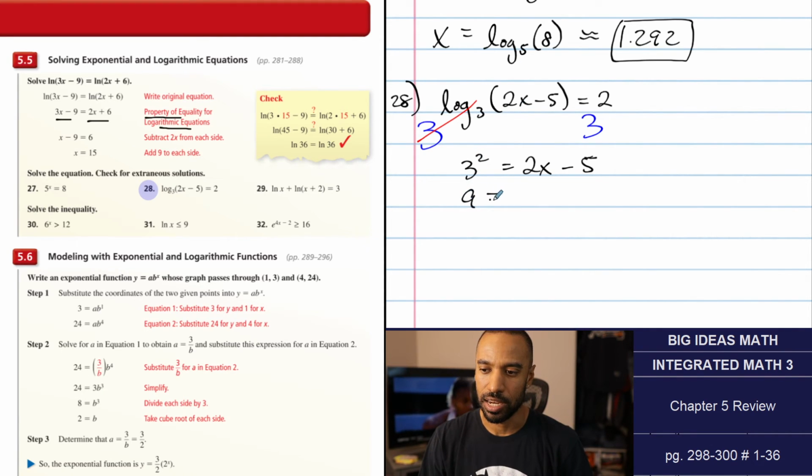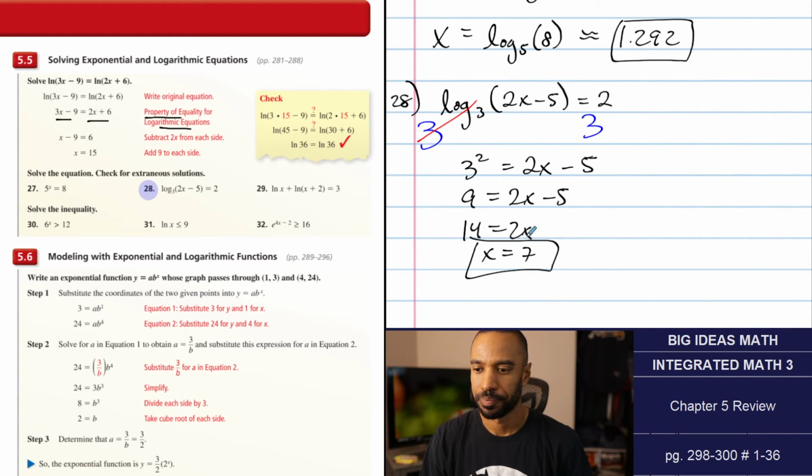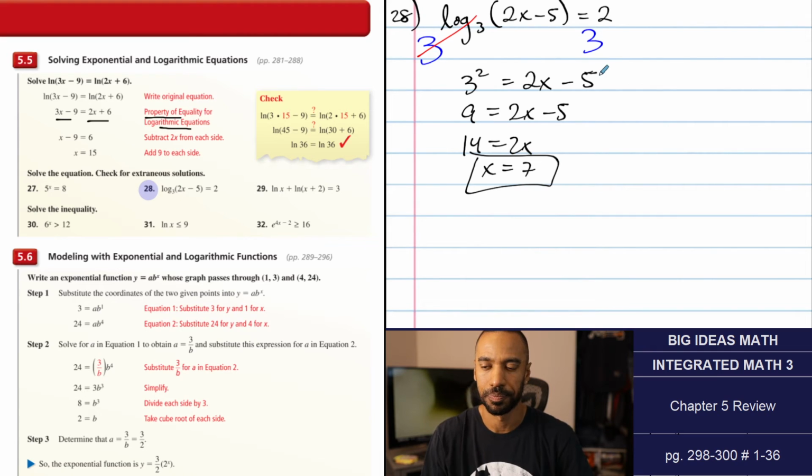Anyway, 3 squared is 9. You get 9 equals 2x minus 5. Add 5 to both sides. Divide both sides by 2. You get x equals 7. Does it work? Yes. I don't need to double check that one. If this one equaled a number as a result anyway, that will work out just fine.